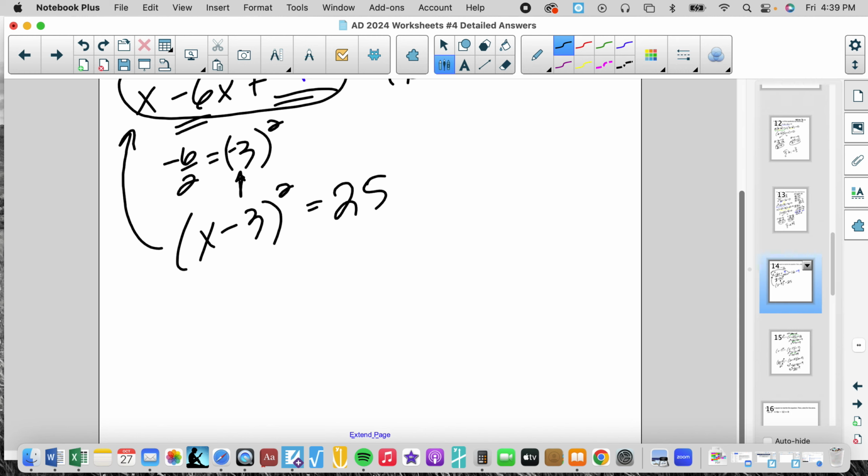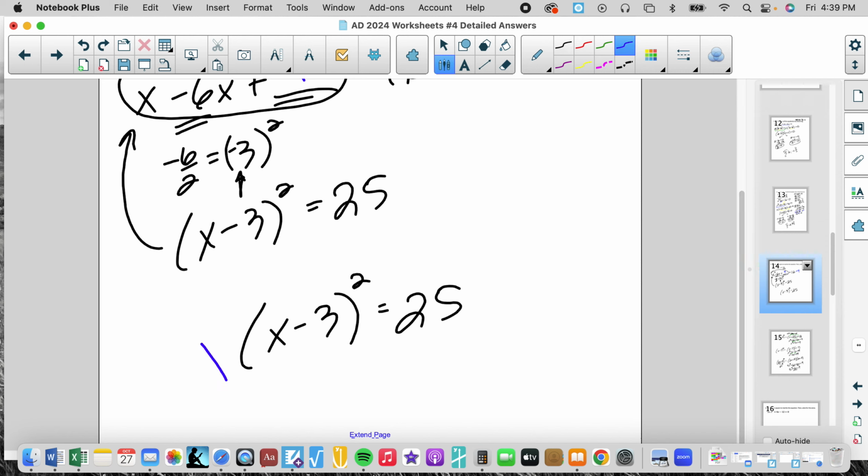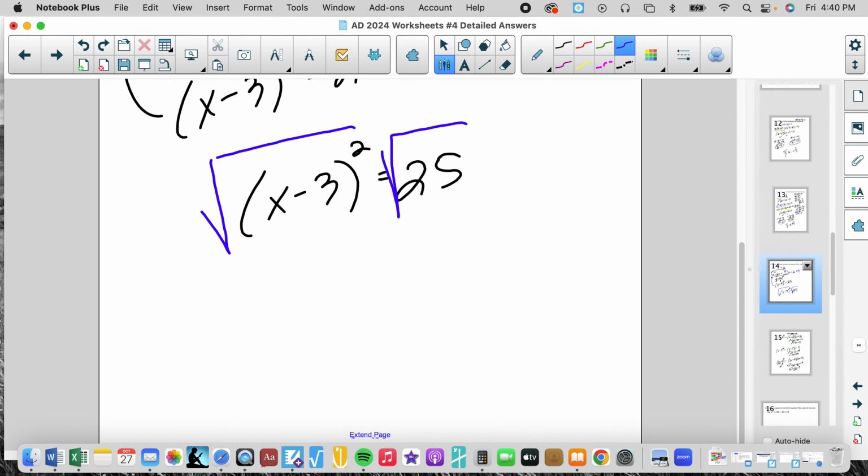So you see what we have here. We have the quantity x minus 3 quantity squared equals 25. I can't get to that x yet because it's being squared. Kids, how do I get rid of a square? By a square root. Yes. Very good. So I have to take the square root of both sides. When I take the square root of a variable being squared, I have to introduce a plus or minus.